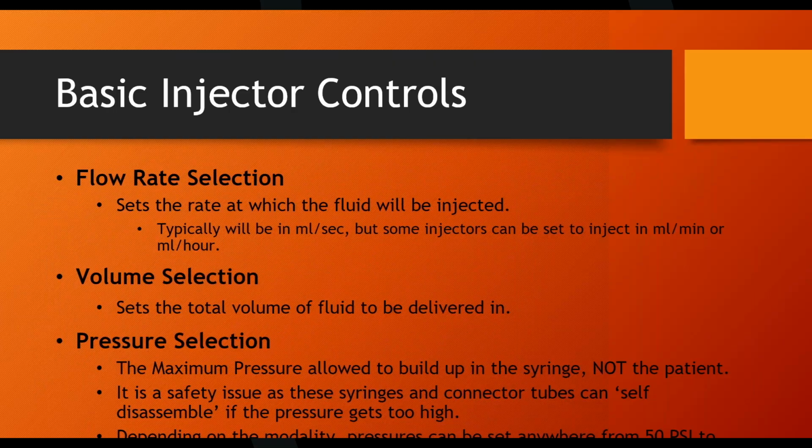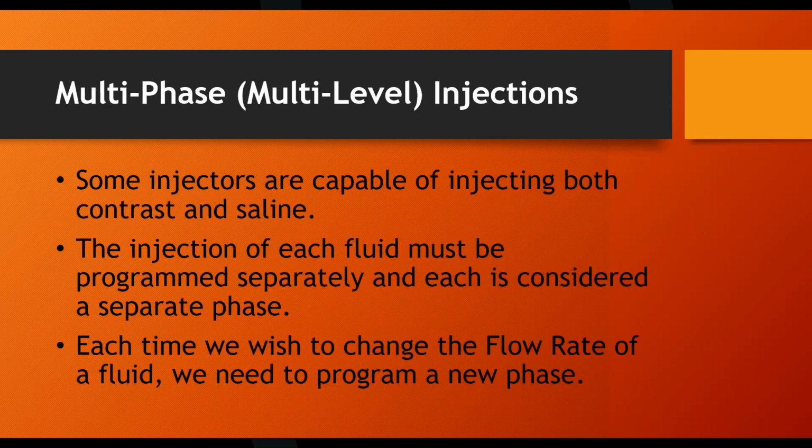For every shot, you have to select a flow rate, a volume, and a pressure limit. And this is what we're going to talk about here in a second. There are other parameters that can be selected, but these have to have some value. The other ones that I'm going to talk about can be left blank, and they are, not yet, a multi-phase or multi-level injection. So this protocol right here is green, so that means we're shooting contrast. It's a flow rate of 5, a volume of 20, pressure limit of 300 psi.